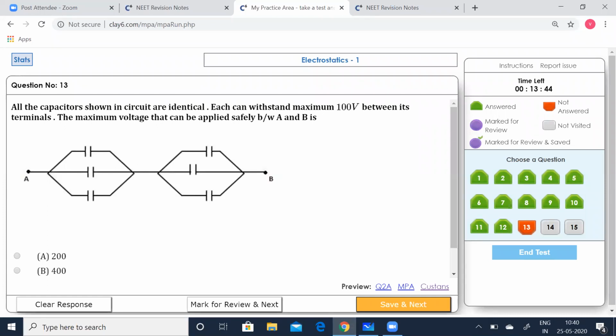All the capacitors shown in the circuit are identical. So all the 6 capacitors are identical, he says. Each can withstand a maximum of 100 volts between its terminals. What is the maximum voltage that can be safely applied between A and B?